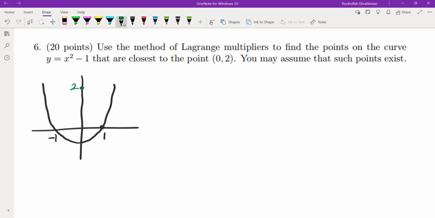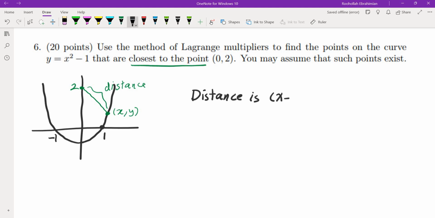What are we trying to maximize or minimize in this case? We are trying to find the shortest distance, the closest point. So the thing we are trying to minimize is the distance. We'll have to find the formula for the distance. If this point is (x, y), the distance is the square root of (x minus 0) squared plus (y minus 2) squared. We can work underneath the square root.